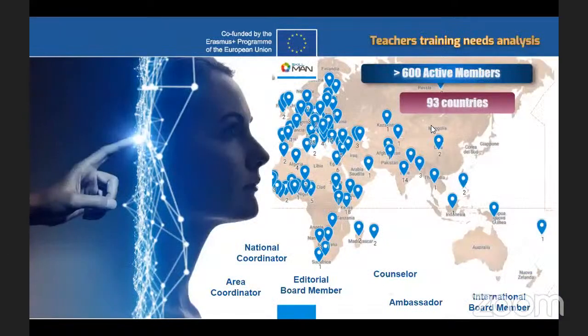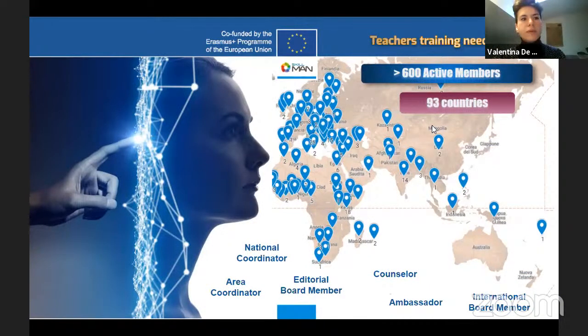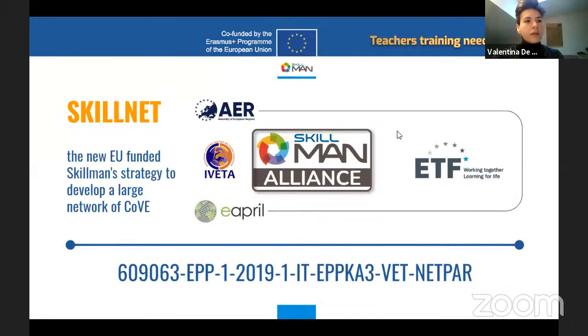As you see here, I just put a geographical map to give a very quick overview of the geographical range of our members. Again, more than 600 members from 93 countries. And the Skillman activities are embedded in the Skillnet project, the project co-funded by the European Commission, whose strategy is to develop a large network of centers of vocational excellence.